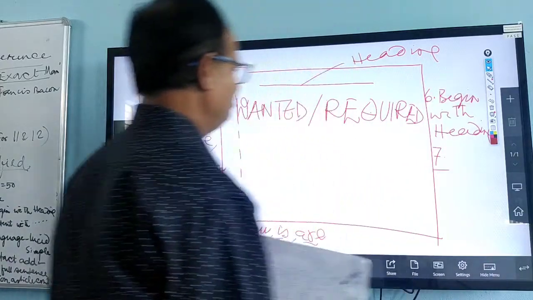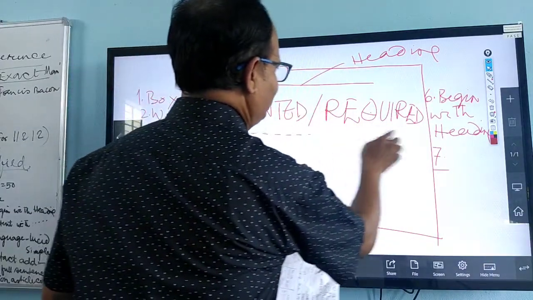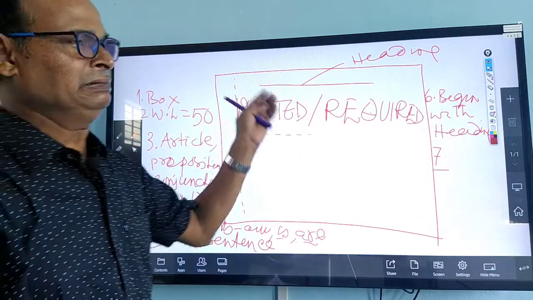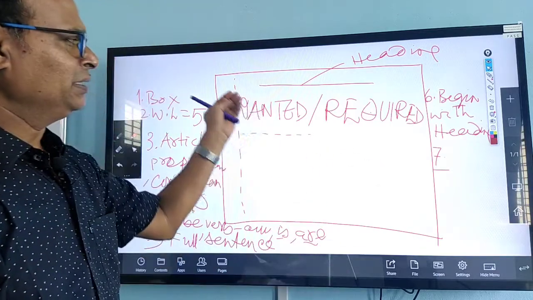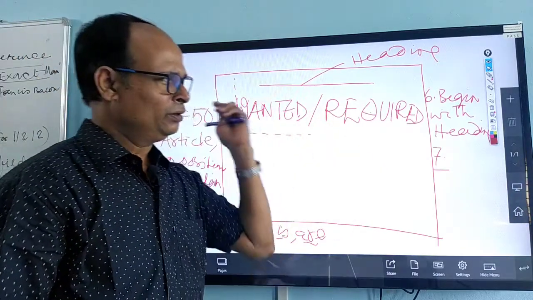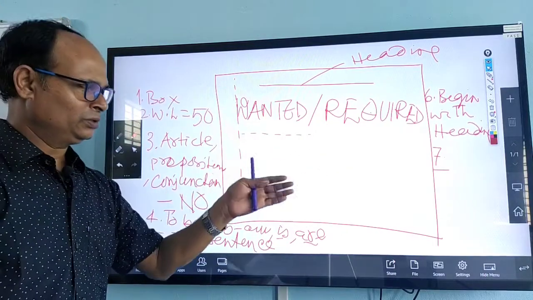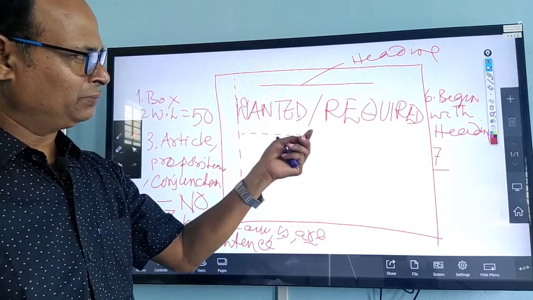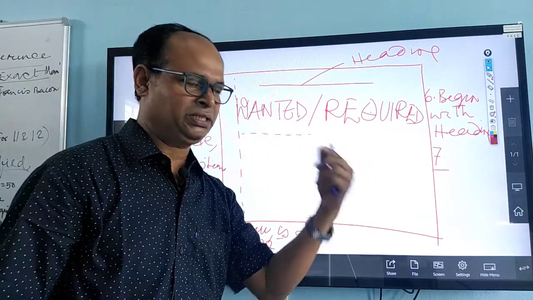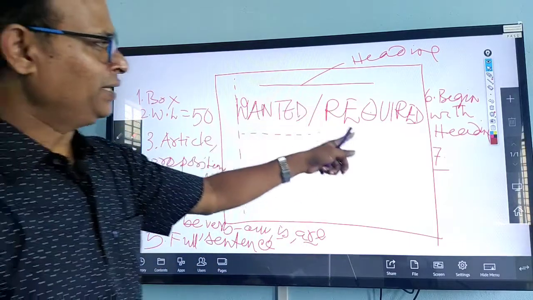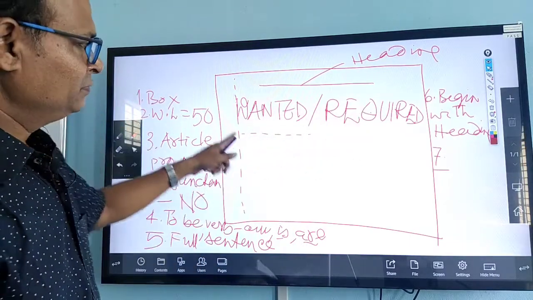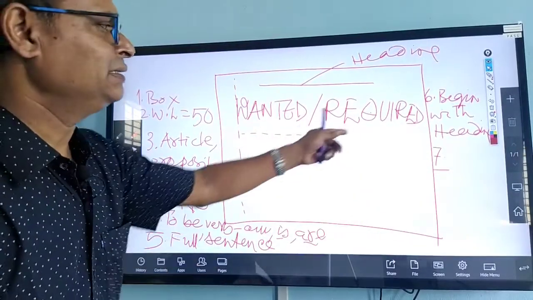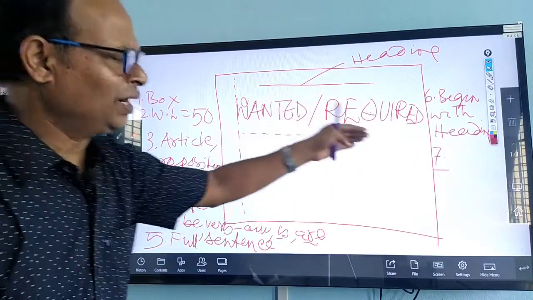So your box should have been a little bigger. Wanted or required. Then what is wanted or what is required? Then you give the object. What is needed? Suppose you need some teachers to be appointed in a particular school, you are the principal, you are giving the advertisement for the teacher, maybe the TGT, PGT or PRT, then wanted or required 10 TGTs to teach what subject, then you write. In what classes you write.